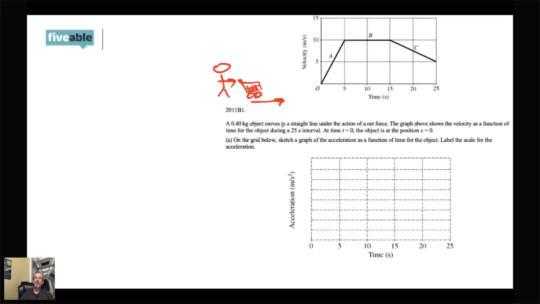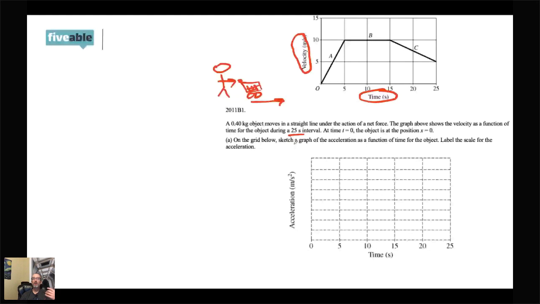The graph up here shows velocity. So anytime you see a graph, circle what's there. I know that seems really weird, but that will help you so that you don't think that this is position versus time, because that's so much different. The graph does show velocity as a function of time during that 25-second interval. So at time 0, the object is at a position of 0, so we know we're starting right at the beginning.